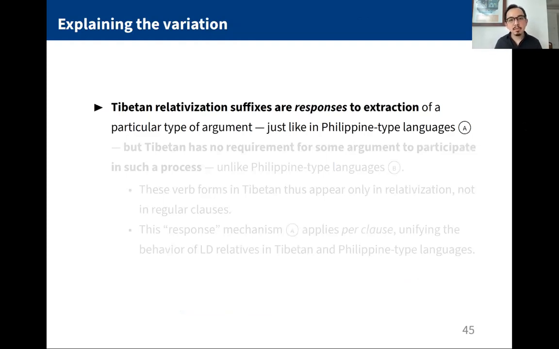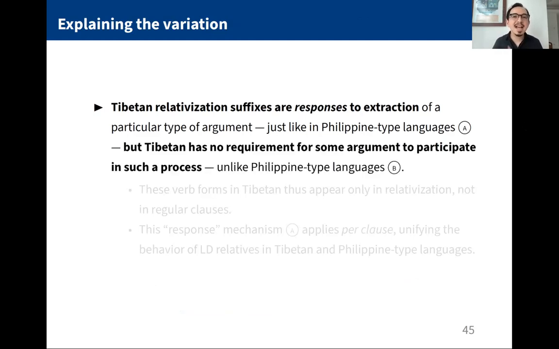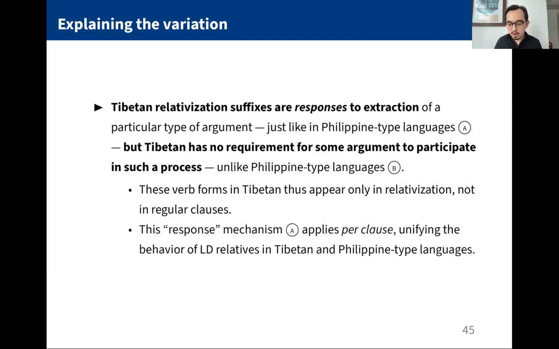Now, going back to Tibetan and understanding its relation to the Philippine-type languages, my proposal is that Tibetan relativization suffixes are responses to extraction of a particular type of argument, just like we saw in these Philippine type voice system markers. However, Tibetan doesn't have this second part of the Philippine type languages. Tibetan doesn't have a requirement for some argument to participate in this process in every clause, unlike in those Philippine type languages. And this explains the fact that these verb forms that show this kind of specialization only appear in relative clauses, not in regular finite clauses. And furthermore, if we think of this response mechanism, this extraction marking morphology, as something that generally applies per clause, then we can really deeply unify the behavior of long distance relatives in Tibetan and Philippine type languages in this way. Thank you very much.